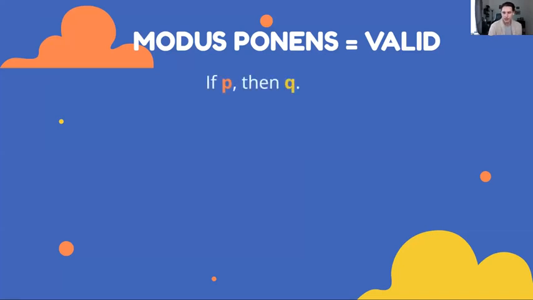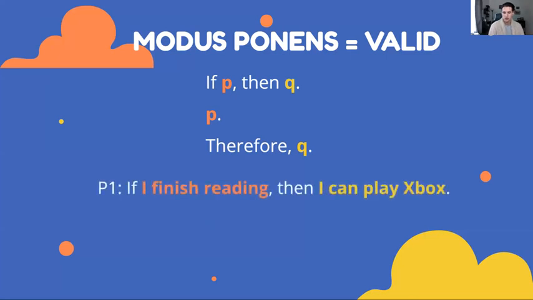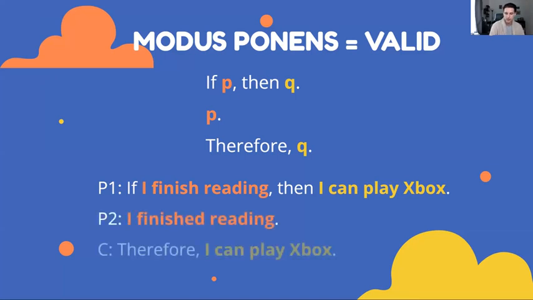So it's if P then Q, or if A then B, A therefore B. Or if we're using P's and Q's, which is common in the book, it would be if P then Q, P therefore Q. So what's an example of an argument that takes that form? If I finish reading, then I can play Xbox. I finished reading, therefore I can play Xbox. This argument is always valid. It's never invalid, no matter what I plug in for P and Q here.